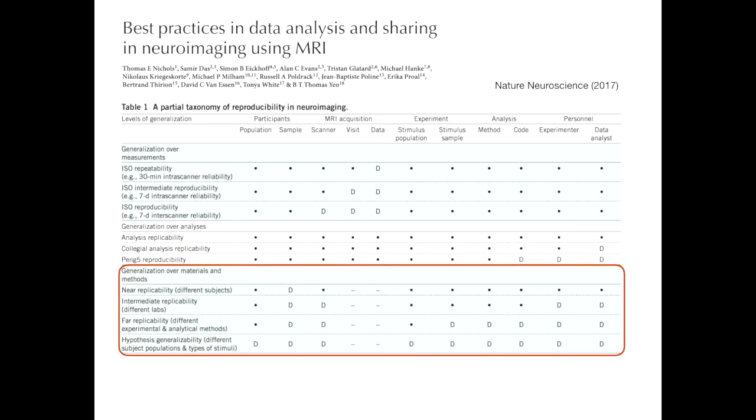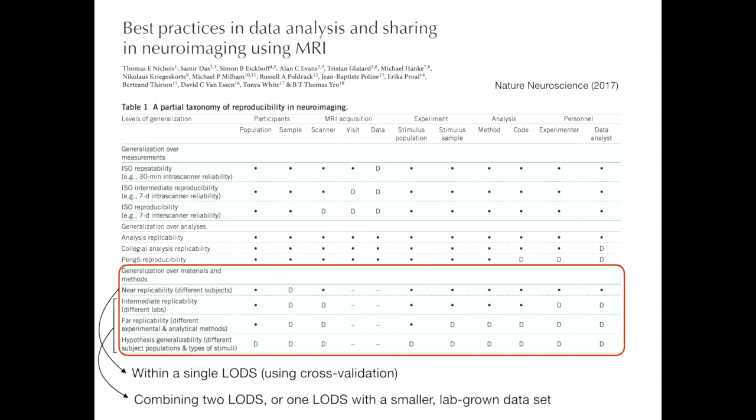So talking about things like near replicability, meaning if you do the exact same thing in a different pool of subjects, you get the same result. Large open data sets can help us with that, because they're so large, we can do things like cross-validation to try and answer this question. But there are also these other levels, so intermediate replicability, meaning can different labs run the same experiment and get the same results.